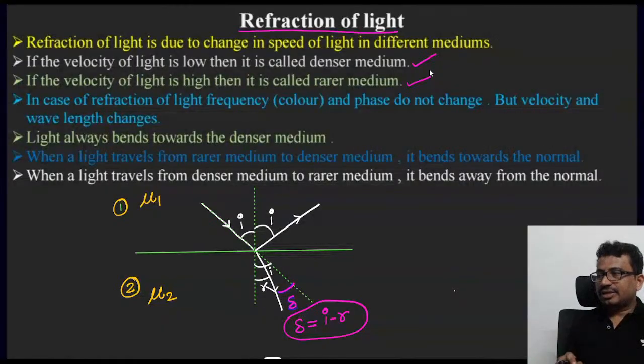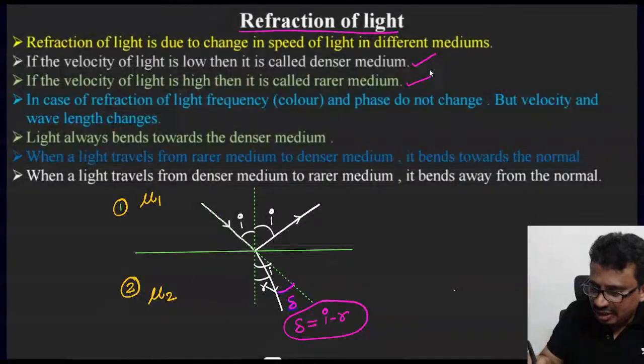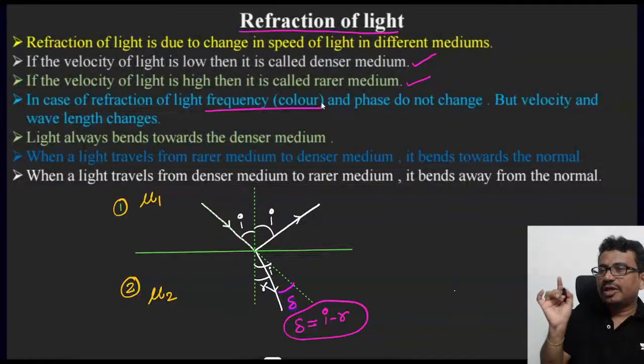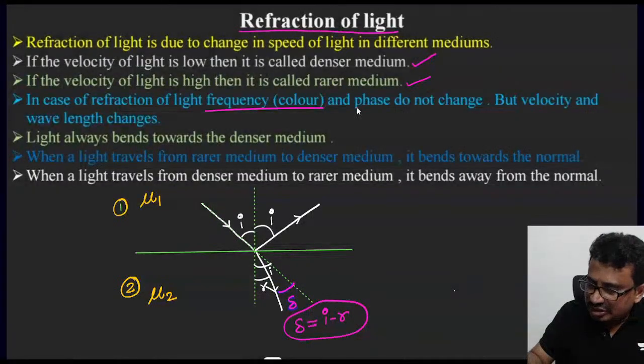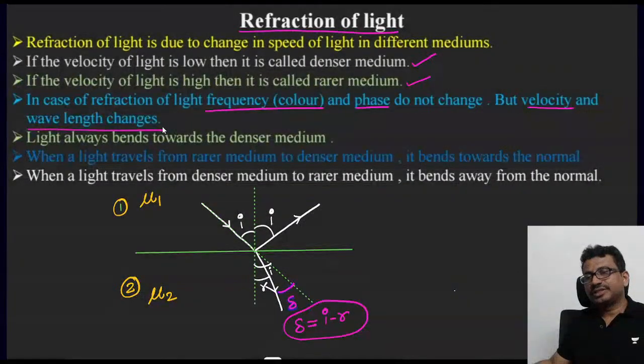And when the light ray gets refracted, the most important thing, which has been repeated so many times, is that frequency remains the same. Do remember, frequency does not change. Frequency and the phase do not change. But what changes? Velocity of light will change, as well as wavelength of light will change.